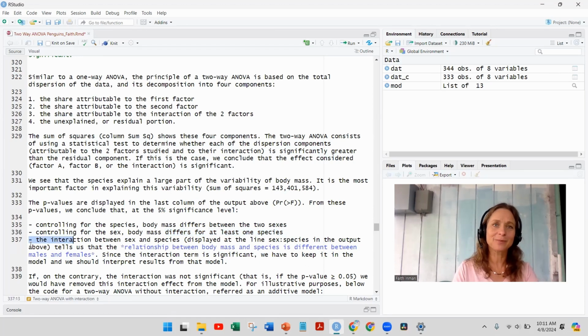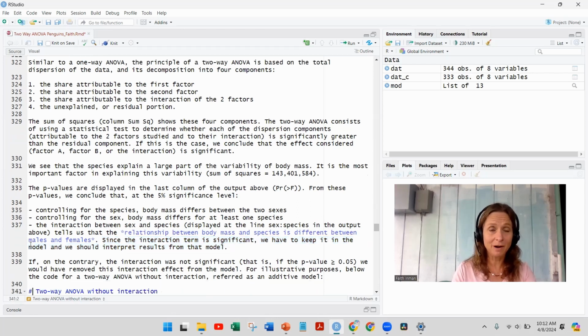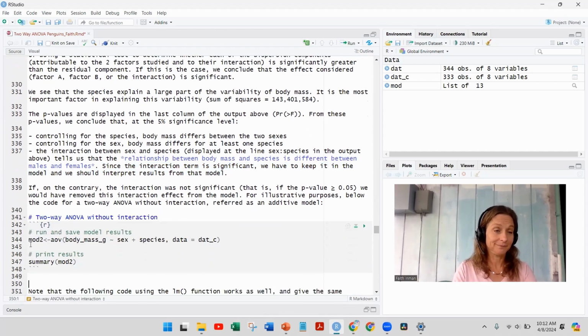And the interaction between sex and species, displayed at the line sex by species in the output above, tells us that, and here's where you really pay attention, the relationship between body mass and species is different between males and females. Since the interaction term is significant, we have to keep it in the model, and we should interpret the results from that model. If, on the contrary, the interaction was not significant, that is, if the p-value was greater than 0.05, we would have removed this interaction effect from the model.